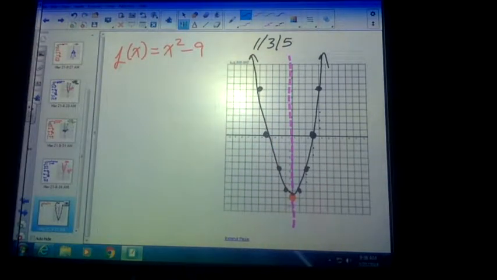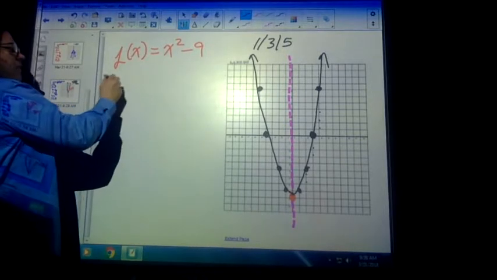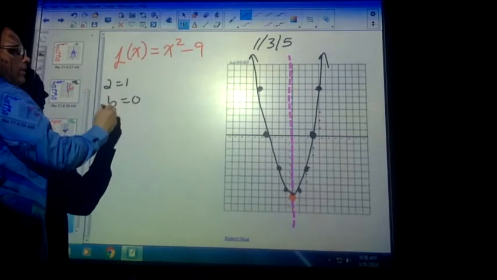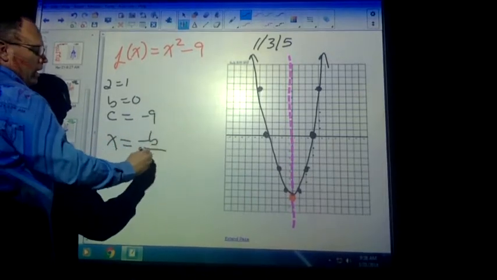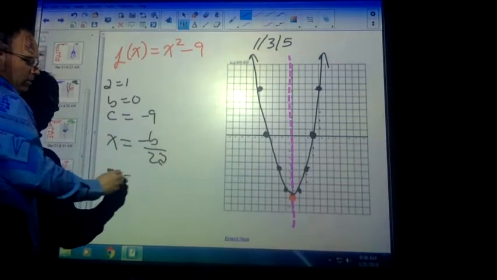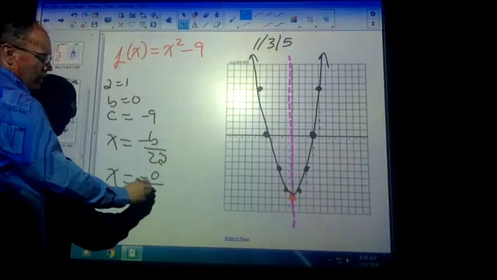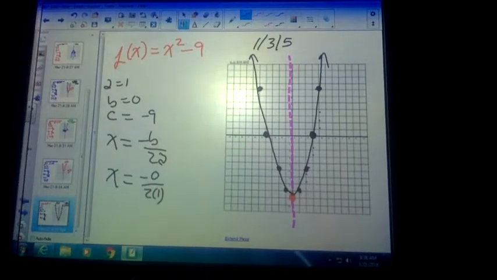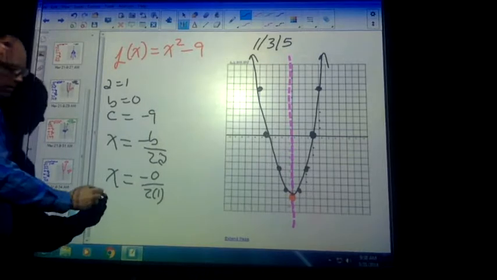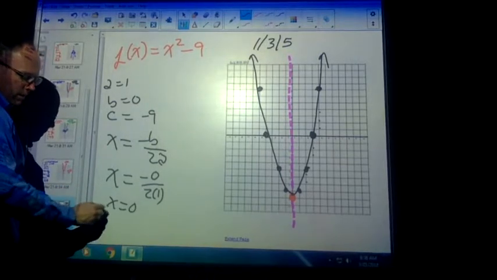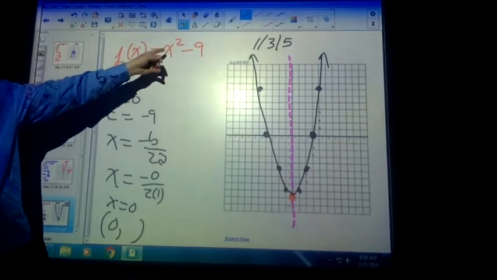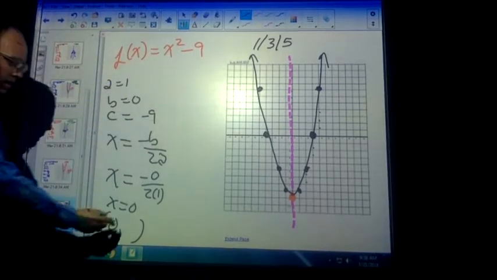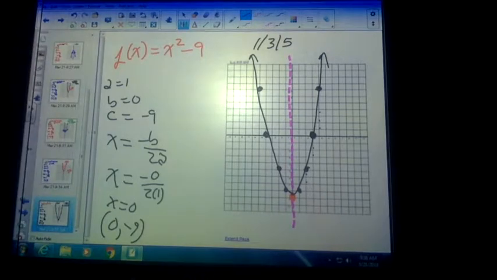Good. Why is that? Because our A value is 1, our B value is 0, and our C value is -9. So if I go x equals negative b over 2a, I'm going to get x equals -0 over 2 times 1. 0 divided by a number is always 0. So then we get 0 comma something, plug 0 in, 0 squared, 0, 0 minus 9, -9.